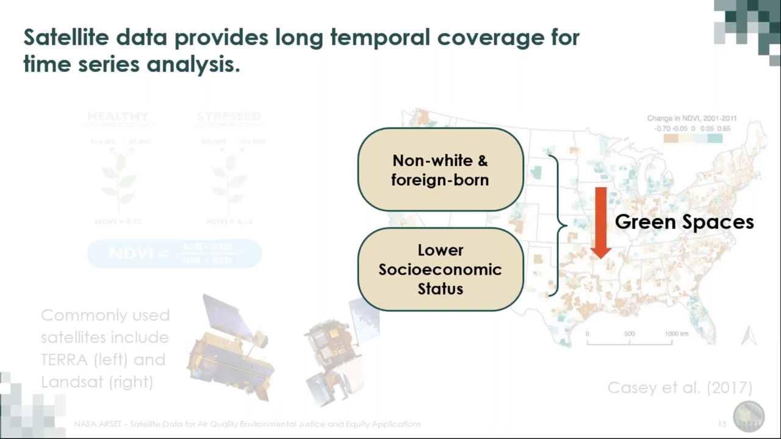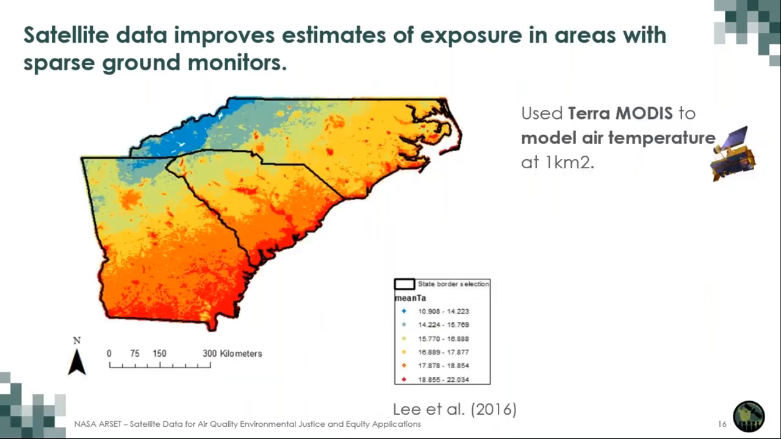Studies can thus show large-scale and long-standing disparities in distribution and access to green space for certain population groups, such as those that are non-white, foreign-born, and/or of lower socioeconomic status.